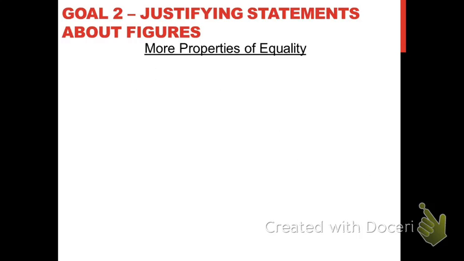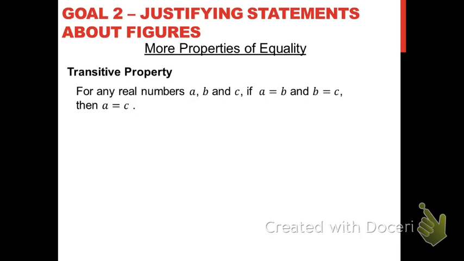Let's go on to the transitive property of equality, which is the one that requires the most explanation of these three. The transitive property is going to involve three numbers at a time: A, B, and C, if we're just talking about real numbers. If I tell you that A is equal to B and B is equal to C, that means that A has to be equal to C.